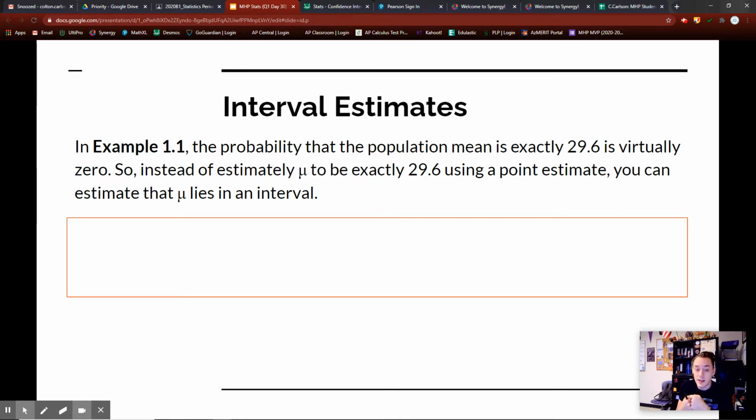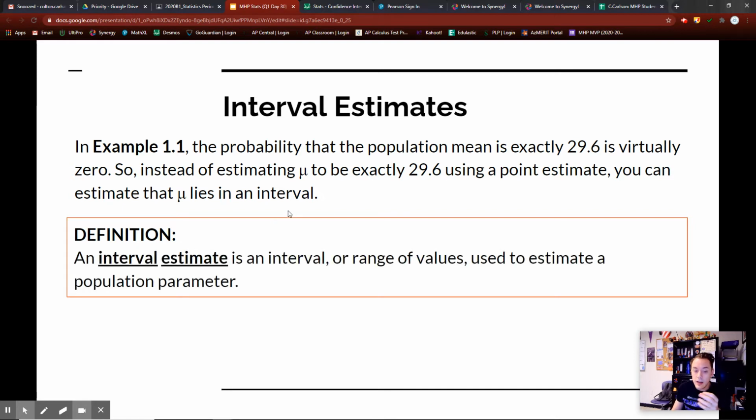So instead of estimating mu, my population mean, to be exactly 29.6 using what we call the point estimate, the sample mean, you can estimate that mu, the population mean, lies within a specific interval. But what specific interval? What you're basically going to do is calculate what we call an interval estimate. And that interval or range of values is used to estimate where the population parameter could lie. So where your actual population mean could actually lie.